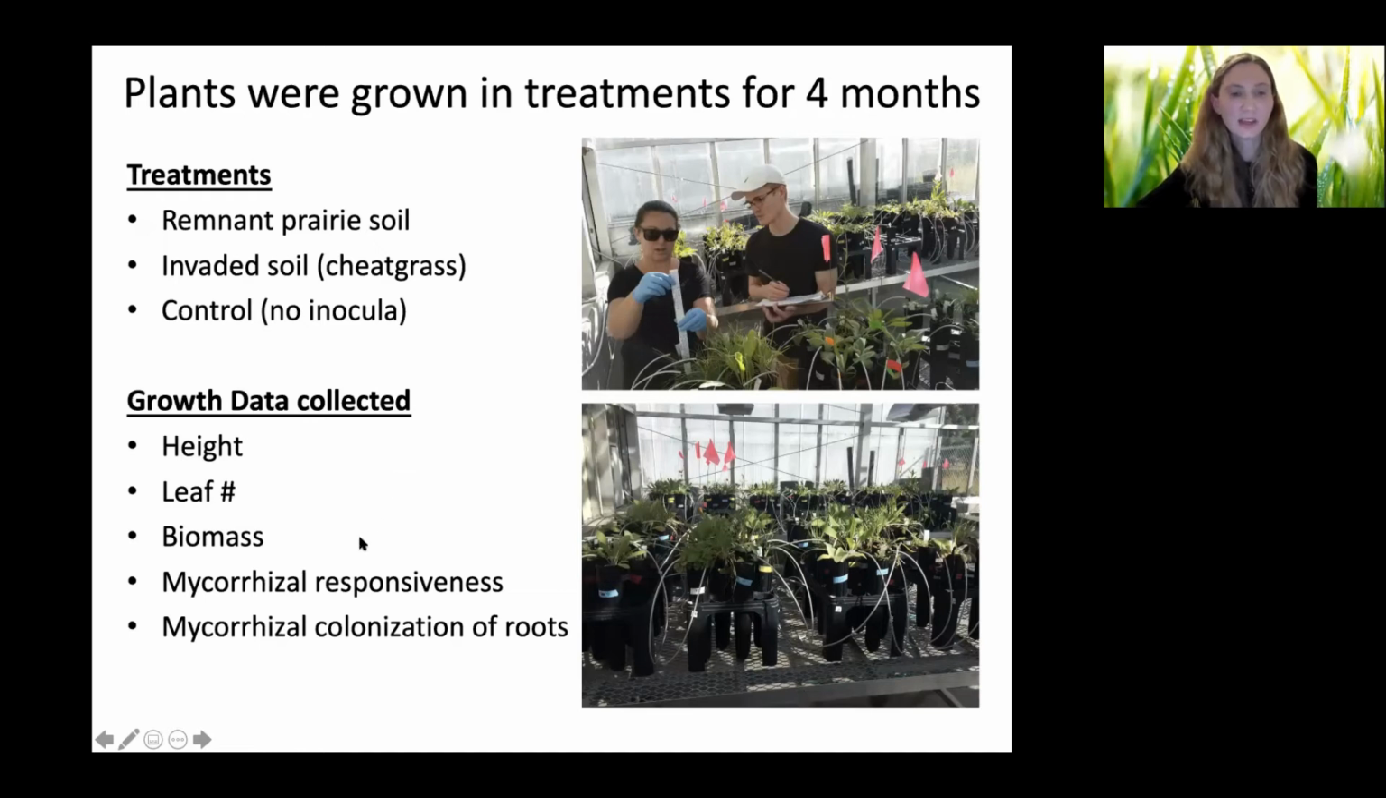So plants were grown in the greenhouse for 4 months, and we collected data on plant height and leaf number. And at the end of the experiment, the plants were harvested and we collected data on biomass, on the above ground and below ground biomass. And then we used that to calculate mycorrhizal responsiveness. And we also collected root samples so that we could look at the level of mycorrhizal colonization in the roots.